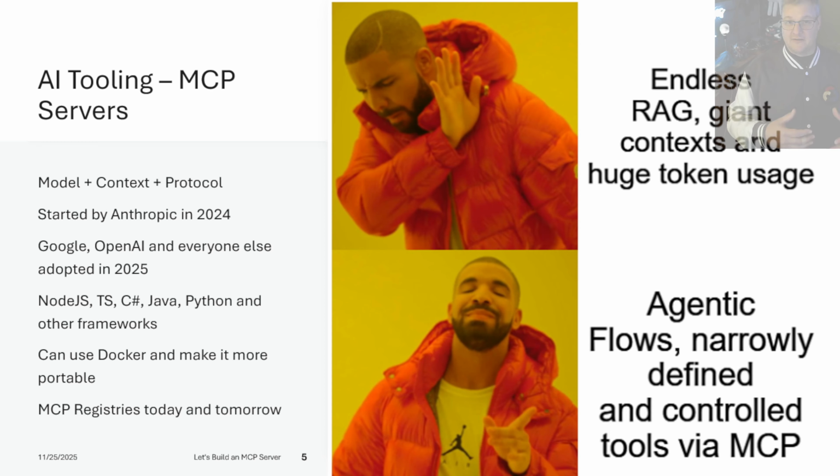The new model, the way that everybody's adopted it, is called the agentic flow, where an agent works offline, away from you, to do the work. And we can have these narrowly defined and controlled tools as served up from MCP. So they end up being specific tools for the job, which is far better than having the AI try to do all the stuff at once.